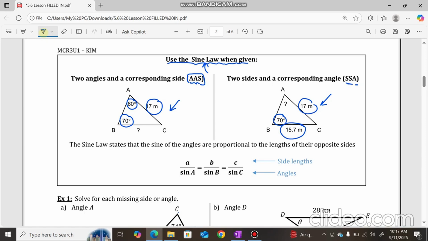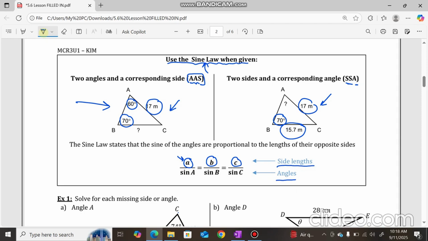Okay, and after that the sine law states that the sides are proportional to the sines of the angles. Here you can see this represents a side, and then sine A equals this side, then sine B equals this is also a side. So these are the side lengths, and in the denominator these are the angles with sine.